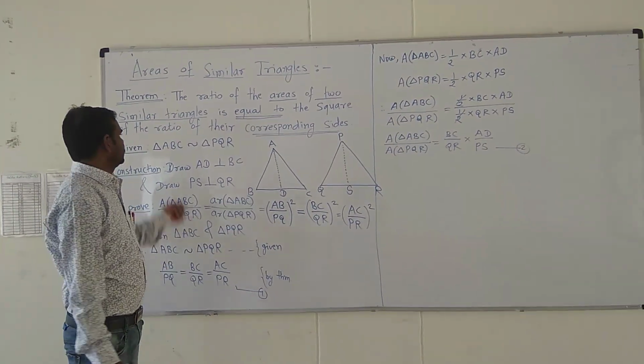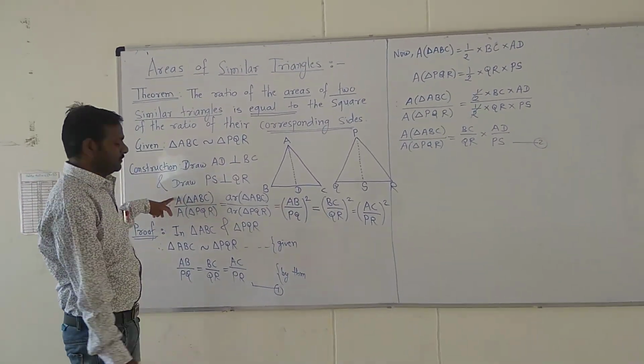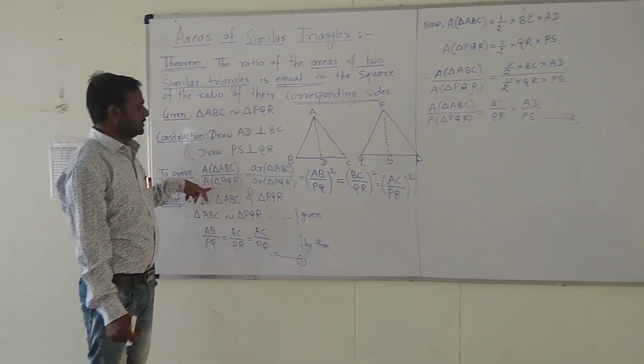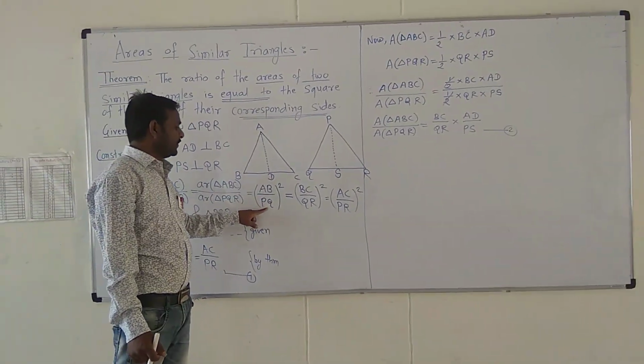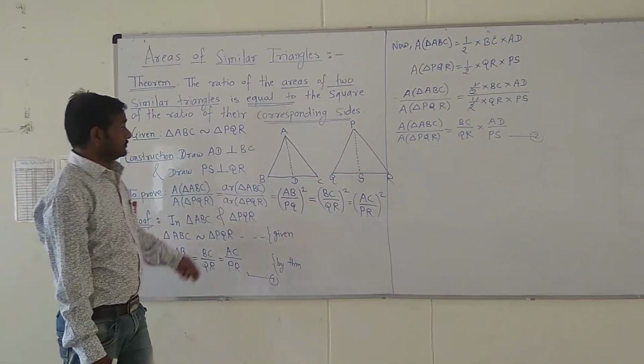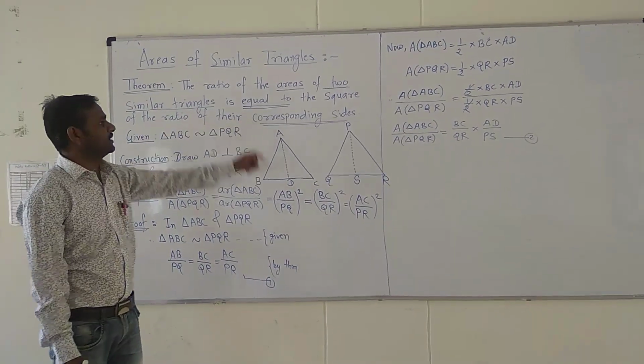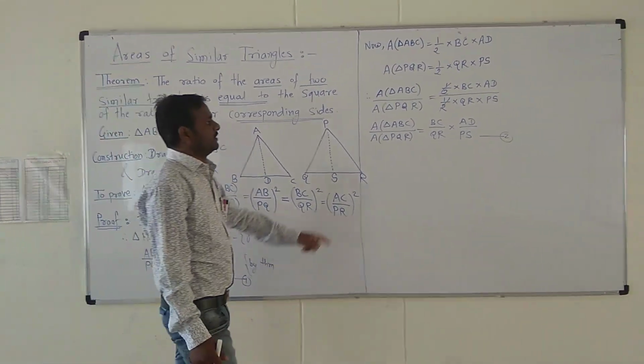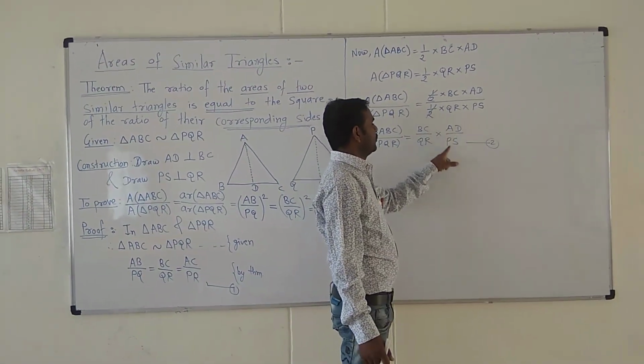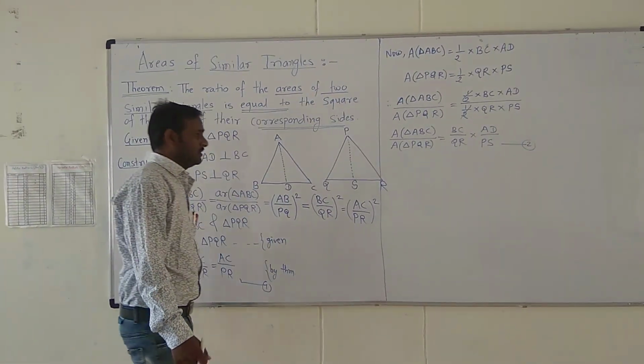Now again we want the ratio of the areas, which is equal to AB upon PQ whole square, that is, the square of the ratio of their corresponding sides. But here we get BC upon QR and AD upon PS, and the terms are different.